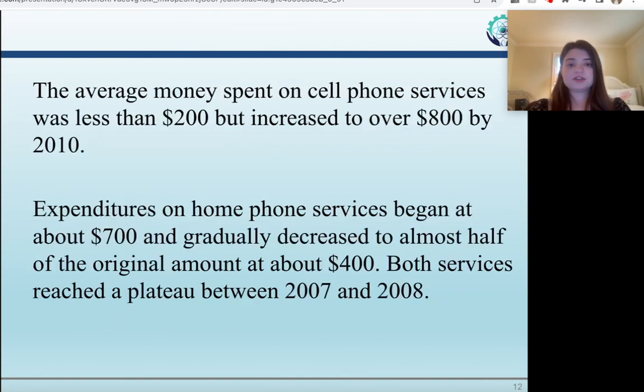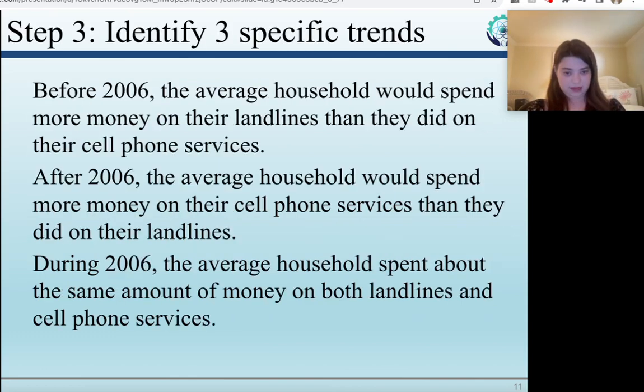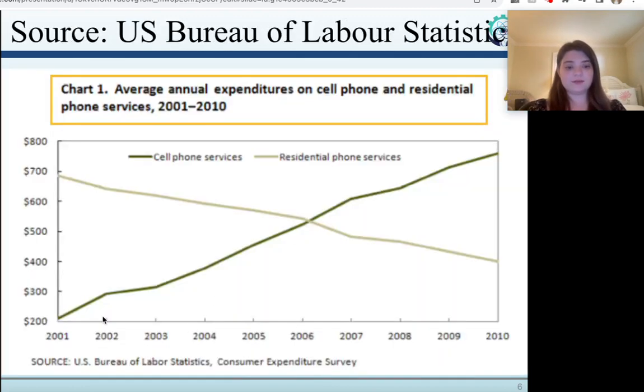Okay, what's another specific trend? It says the average money spent on cell phone services was less than $200, but increased to over $800 by 2010. Actually, I might change this a little bit. I should change this before I upload this. It says less than $200. It should say less than $200 in 2001, but increased to over $800 by 2010. So is that accurate? Well, yes, it is, right? If we look here, it's about $200 right here, and then here it's about $800.